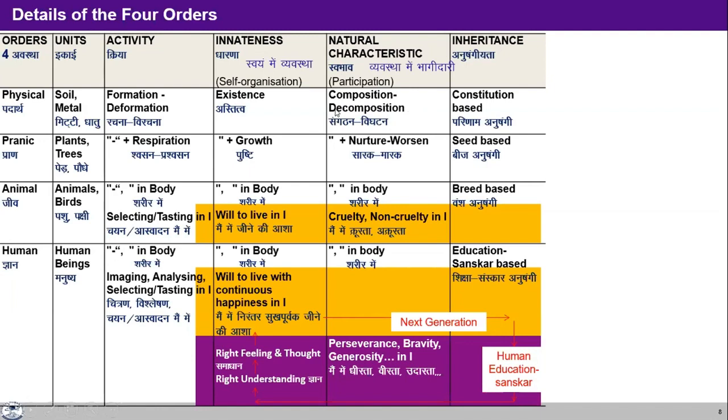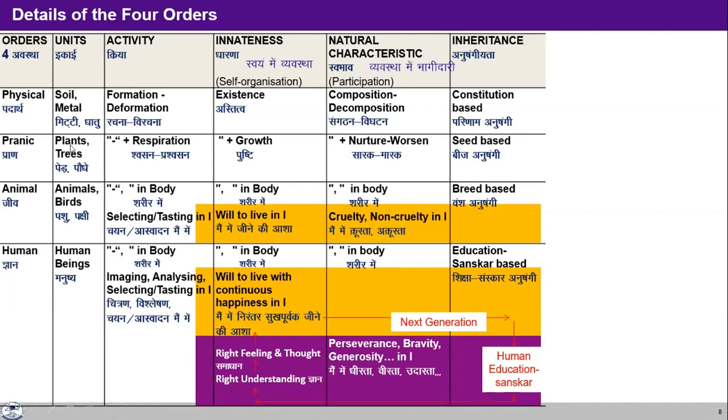So the house is serving my need for shelter. The house is participating in the larger order, where I am also there and the house is also there. This becomes a larger order. And by virtue of composition or decomposition, it is able to participate in the larger order.